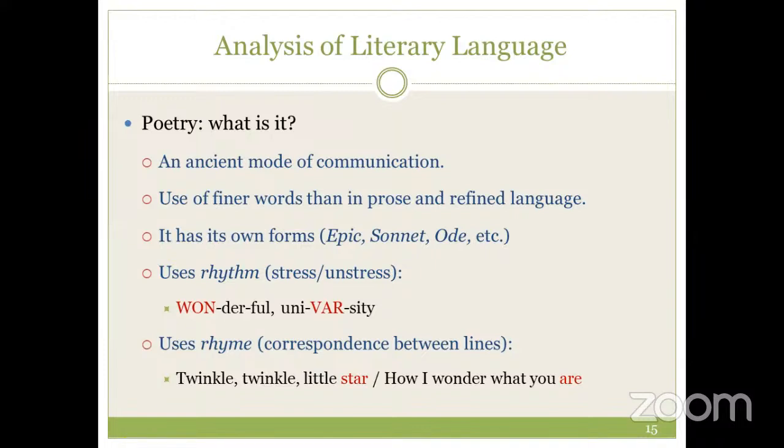So in wonderful, one part is getting prominence. That is what stress is. And the other two are said with less prominence. That is why they are unstressed. In the case of university, the middle part is getting prominence. The other two are not spoken with prominence. That is why they are unstressed.